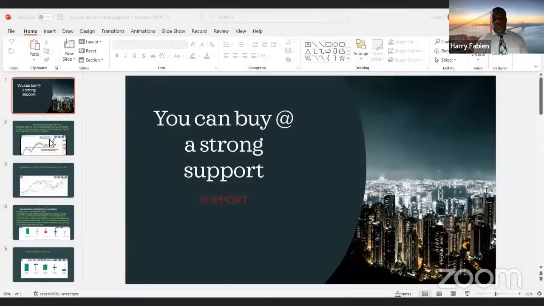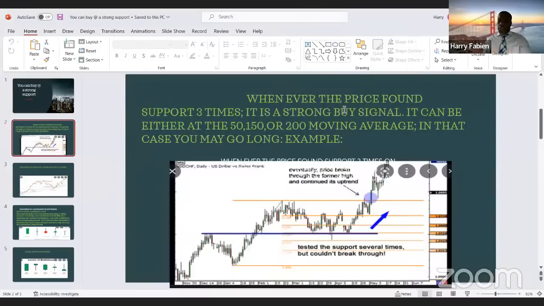But I think I'm going to show you one thing here too. That's the last thing I'm going to show you, something called strong support. Whenever the price finds support 3 times, it is a strong buy signal. It can be either at the 50, 150, or 200 moving average. In that case, you may go long instead.